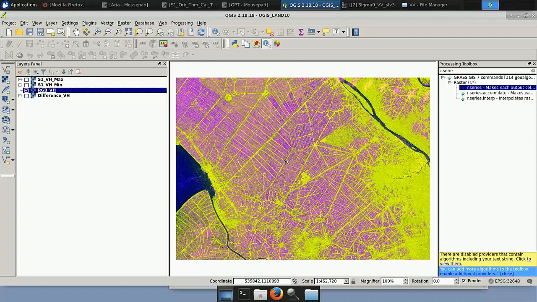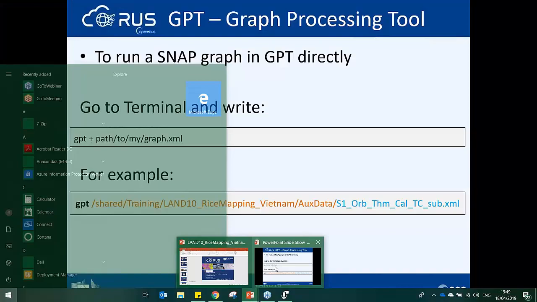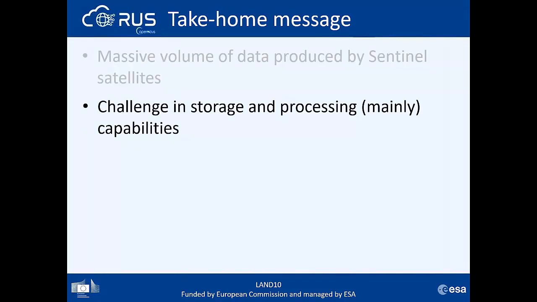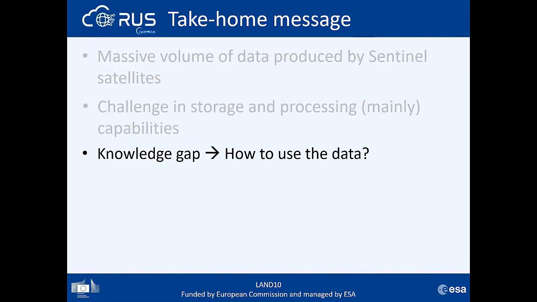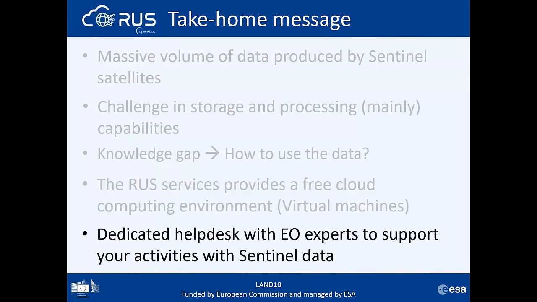So let me just wrap up a little bit with some key messages that I want to tell you. With the new Sentinel satellites, the challenge in satellite remote sensing is no longer data availability, but rather how to store and process all the information. In addition to that, it is necessary to explain how the data can be used and support users in their applications. The RUS Copernicus service is here to solve those problems by providing virtual machines to store and process the data, and by offering a dedicated help desk supported by a team of remote sensing experts to help you in your projects with Sentinel data.